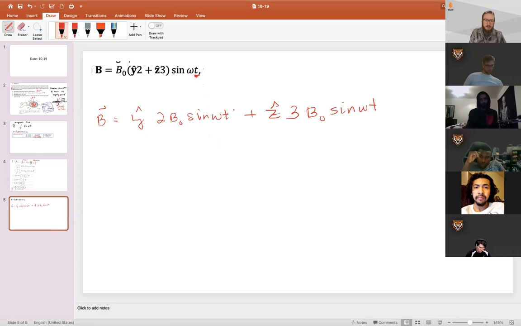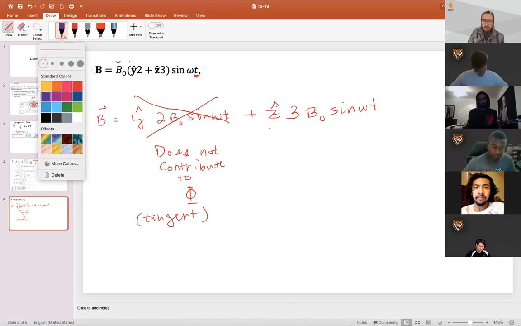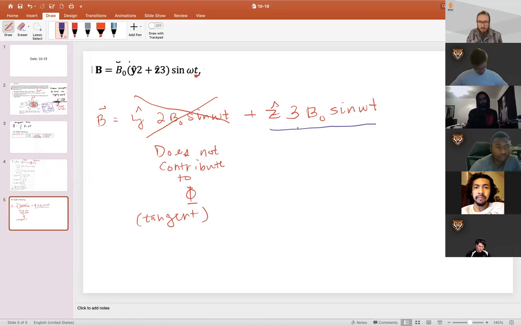Okay, in this part, let's just ignore it for now. This one does not contribute to the flux. This part of the field does not contribute, because this part is tangential. So let's focus on this one only. So this is some constant.